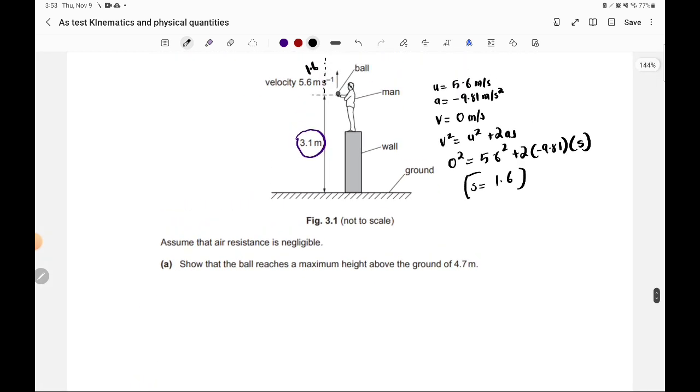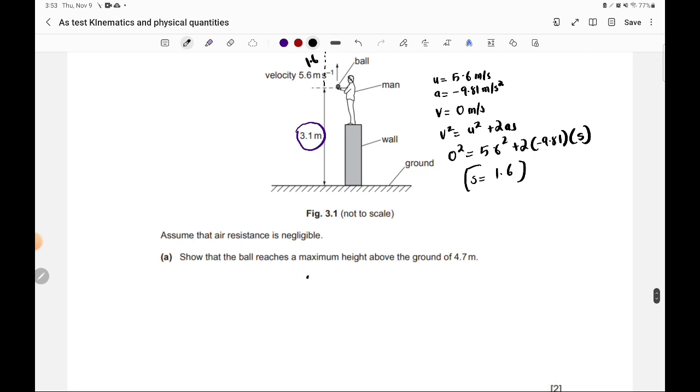And if we add the two values together, the total height is going to be equal to 3.1 plus 1.6, which is equal to 4.7 meters. Yeah, so this was an easy part. This is done.